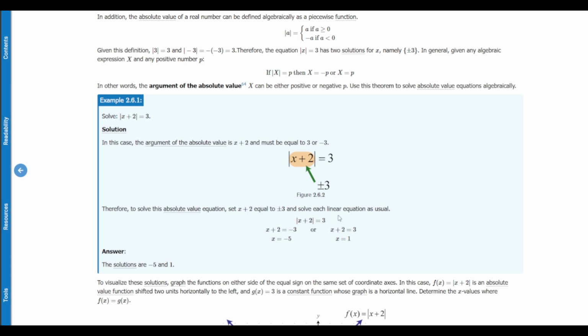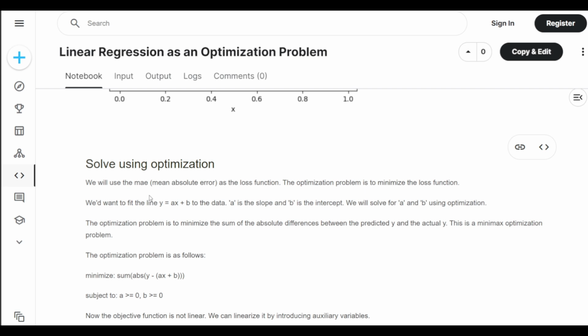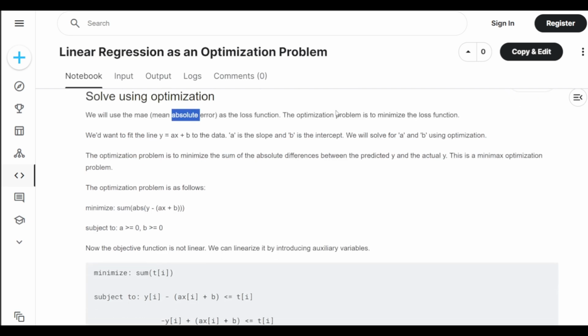The way that they suggest to solve this is we break down this equation, absolute value of x plus 2 is equal to 3, into two. x plus 2 is equal to minus 3 and x plus 2 is equal to 3, right? The solution is inconsequential, but this idea forms the crux of modeling this linear regression as an optimization problem. So now we would want to choose an error metric. In this case, we'll choose the absolute mean error as the loss function. Now our objective is to minimize this loss function.